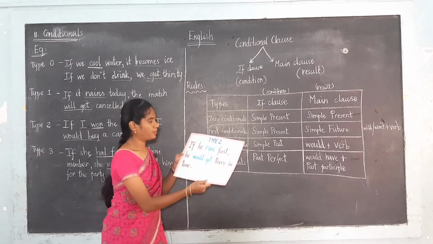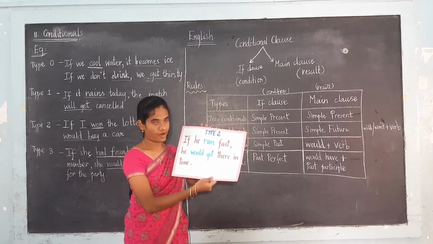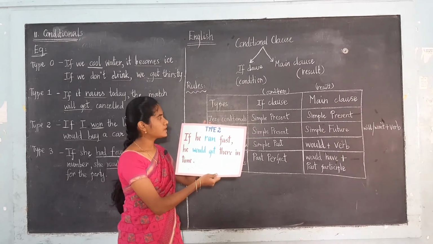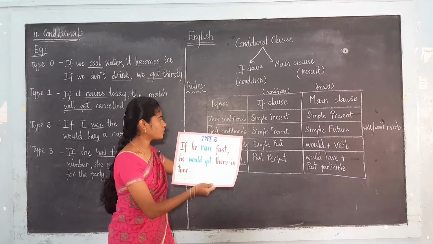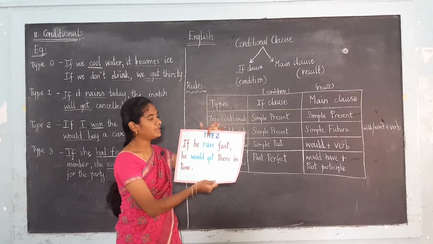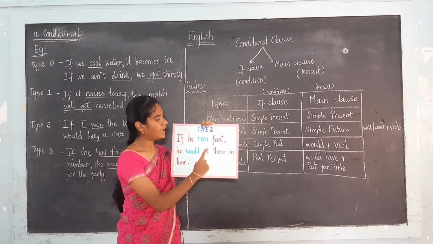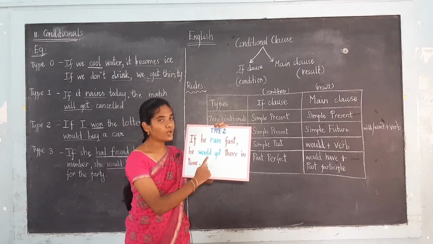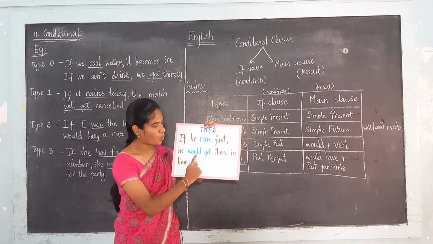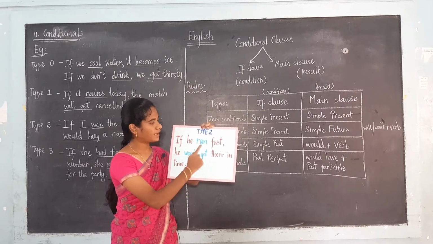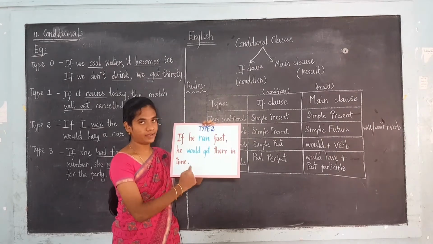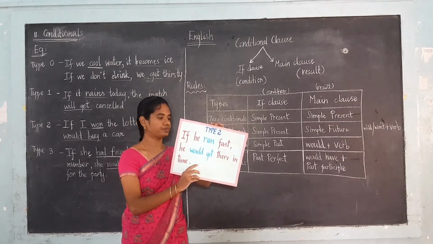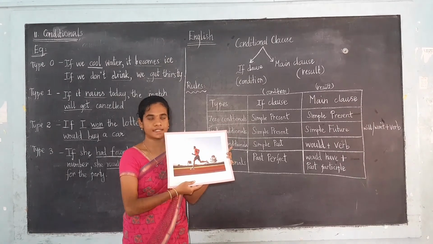And the type 2. If he ran fast, he would get there in time. So see the type 2 structure. The if clause should be in the past tense. So I have written ran here, ran. And the main clause should be in the would plus verb. So I have written would get. If he ran fast, he would get there in time. So this is an example of the type 2. Now see here, this is the image.